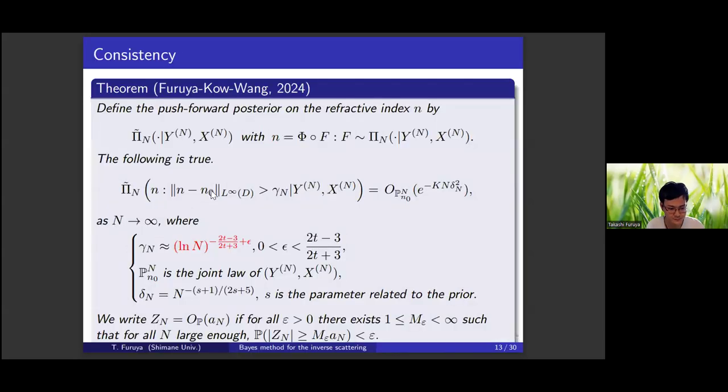I also want to comment on the rate gamma n. Gamma n explains the convergence of n to n zero. If gamma n is decreasing faster, it would be good. But in our case, gamma n decreases like log of n to a minus power. So this is very slow.